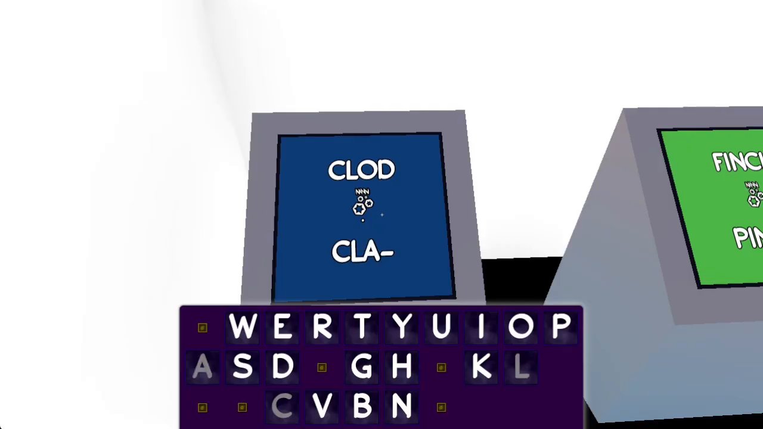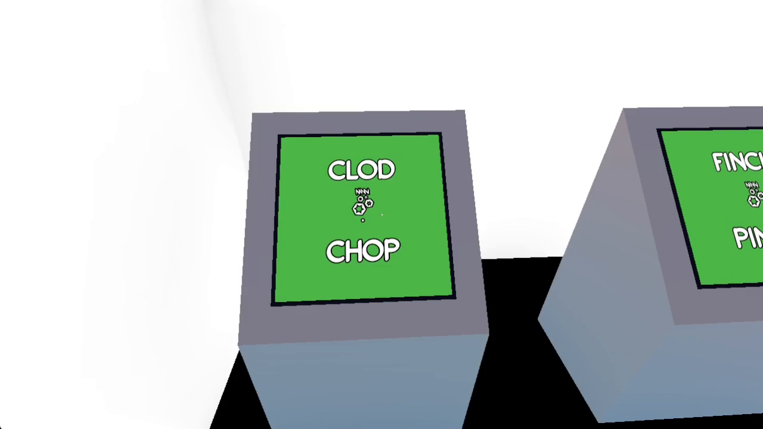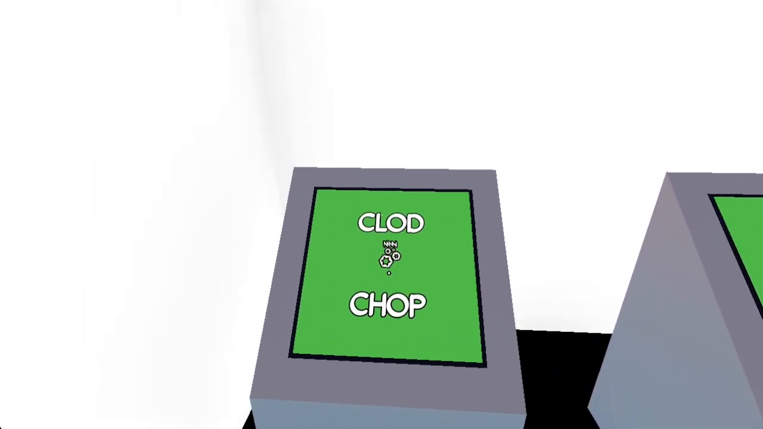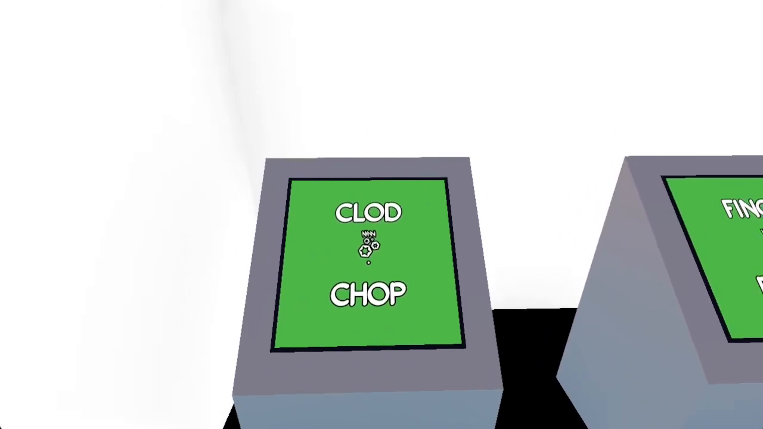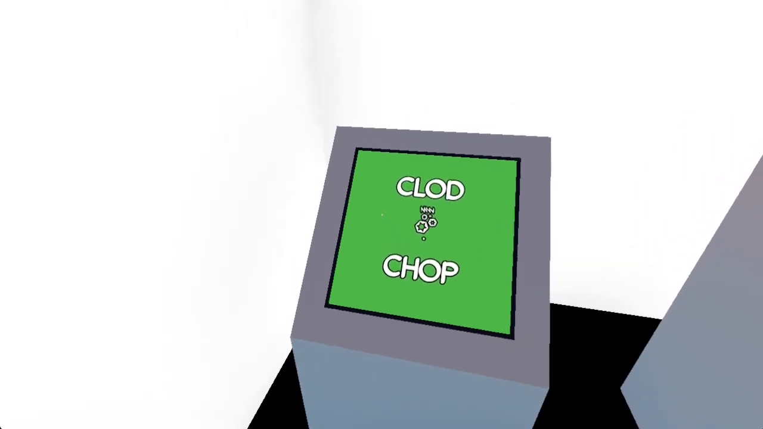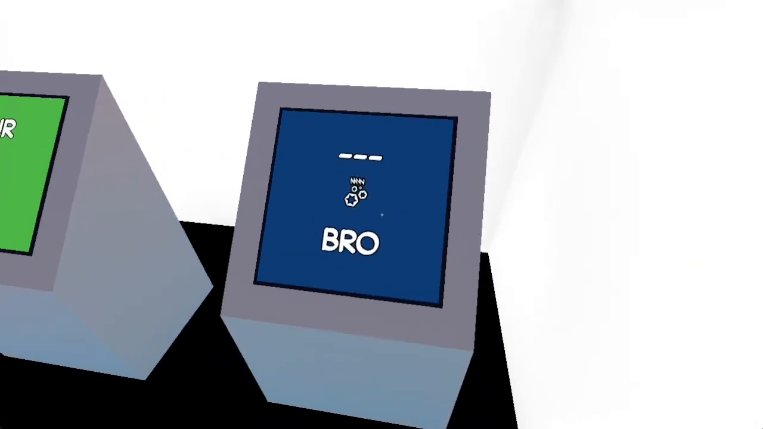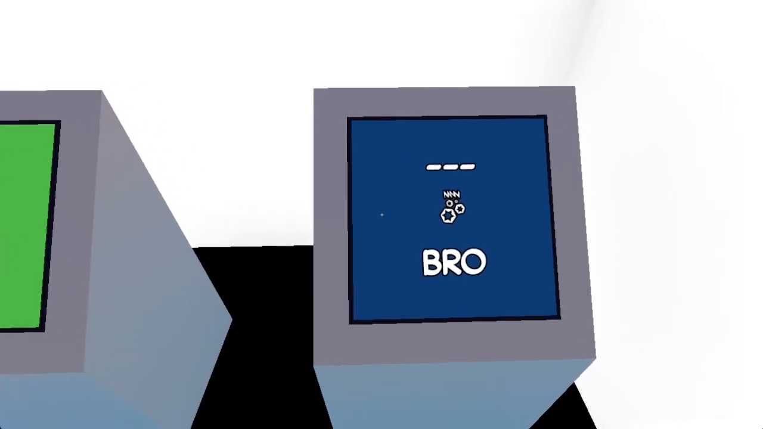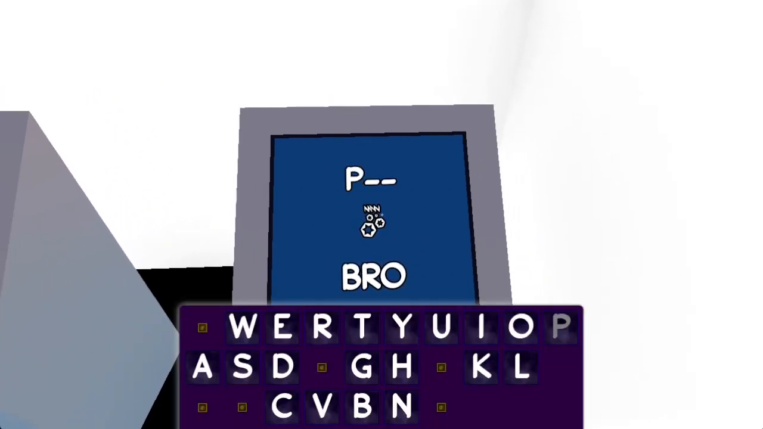Can I make it L-A-P? Clap. C-H-O-P? Chop. So I added a bit of a stroke to the L, as well as a stroke down here in the P, in order to make that happen. Okay. And then this one, instead of bro, it's going to be pro. Okay, so this solves all of this.